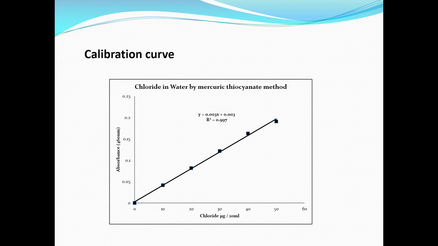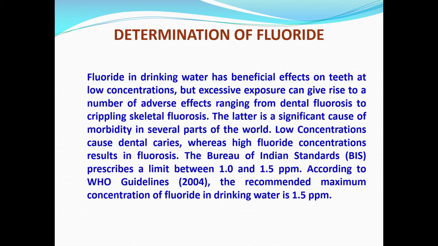So, proceeding further, we can take a look at the next one, that is determination of fluoride. Now, there are lots of things to be said for fluoride. Fluoride is an anion which is not uniformly or widely distributed in nature.